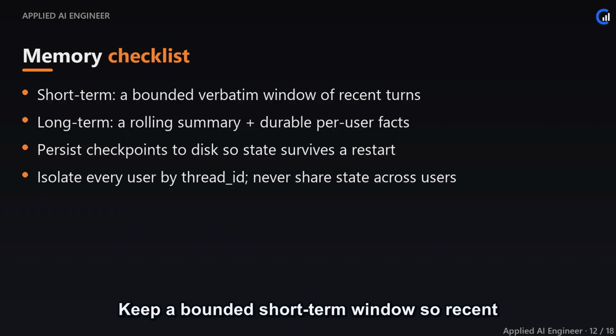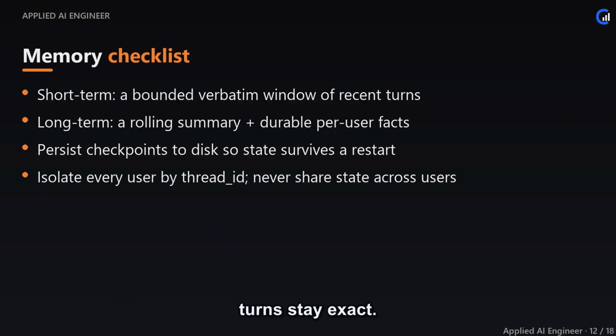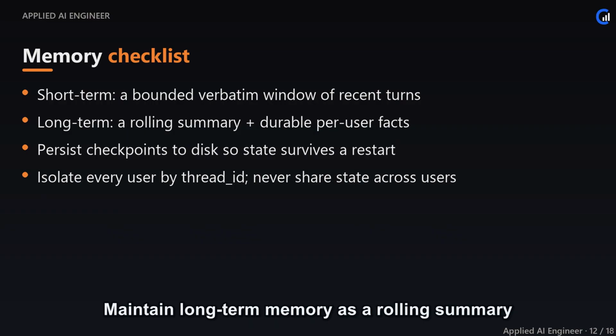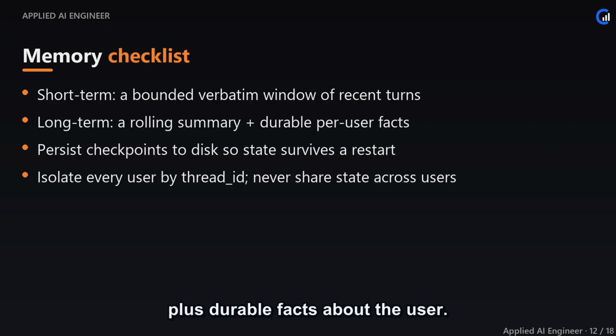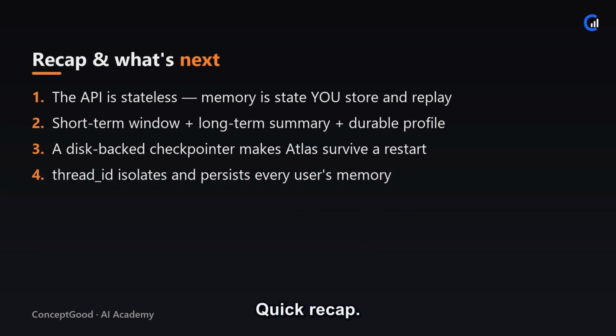Keep a bounded short-term window so recent turns stay exact. Maintain long-term memory as a rolling summary plus durable facts about the user. Persist checkpoints to disk or a database, so a restart doesn't wipe the relationship. And isolate every user strictly by thread ID. Get these 4 right and your agent feels less like a stateless function call and far more like an assistant that actually knows you. Quick recap.